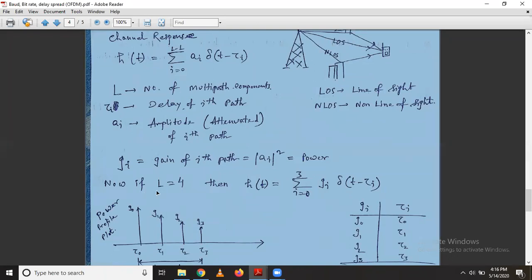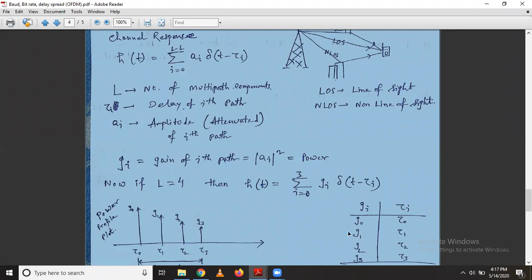Now suppose the total value of L is 4, so there are 4 paths between the transmitter and receiver, between the tower and the mobile phone. If we put this value 4 at L, then i goes from 0 to 3. G_i is nothing but the power of the signal, then delta(t minus tau). That means for i equals 0, the power will be G0. There I have mentioned tau 0, G0, tau 1, G1.